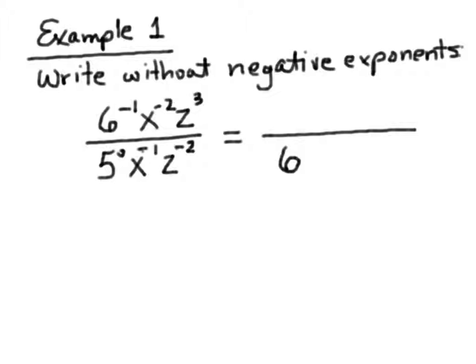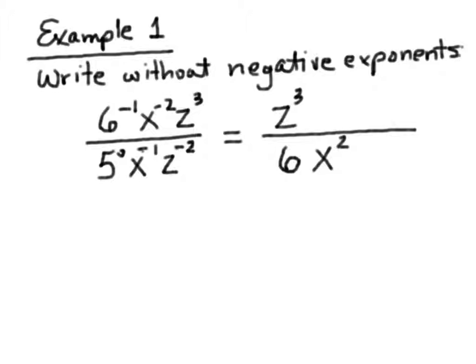Now, 6 to the 1 is just 6, so we don't need to rewrite the 1 because it's understood. Let's look at the x. The x has a negative 2, and all that tells us is that we are going to move that x from the numerator down to the denominator. Now the z, that z cubed, actually is already positive, so it's going to stay. Let's take it one at a time. Okay, that takes care of the numerator. Let's go to the denominator.